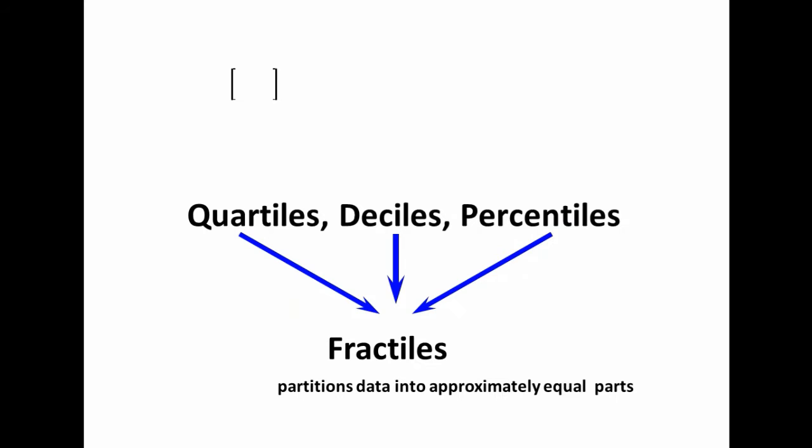First of all, I would like to tell you about these three numbers again. Quartiles, deciles and percentiles are called fractiles. Fractiles mean partitions of data into approximately equal parts. These three, quartiles, deciles and percentiles, divide the data into approximately equal parts. Quartiles are three numbers which divide the data into four equal parts. Deciles are 9 numbers which divide the data into 10 equal parts. Similarly, percentiles are 99 numbers which divide the data into 100 equal parts.